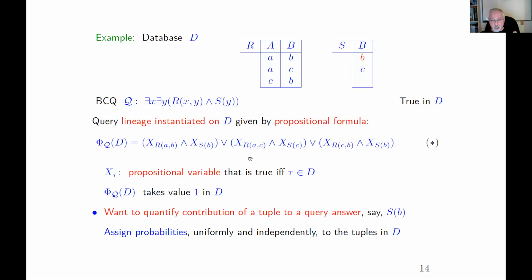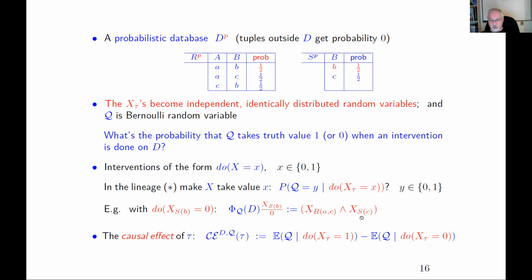The lineage that we have here becomes reduced to something simpler, where this is false, and we're left basically with this part only. So this is the reduced or residual lineage of the query when we perform this intervention, making this equal to 0. And we can play other games with these interventions. The causal effect of the tuple we are dealing with is defined as the difference between two expected values. The expected value of the query, that is a random variable, when we make tau equal to 1, that means it is definitely in the database, and the other expected value is the expected value of the query when we remove the tuple from the database. If that difference is positive, then we can say that tau is relevant for the query, and the difference gives us a score.